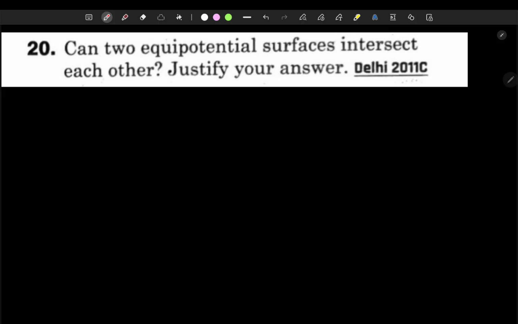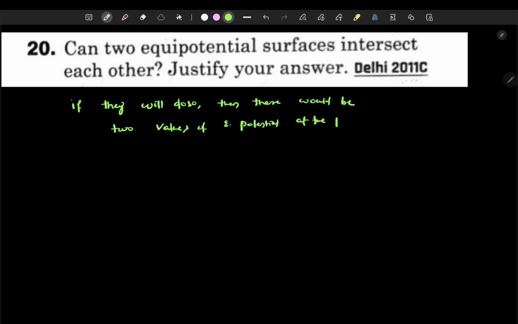Question number 20. Can two EPS, equipotential surfaces, intersect each other? Justify your answer. Obviously no. And what is the reason? Two equipotential surfaces never intersect each other. If they were to intersect, then there would be two values of electric potential at the point of intersection.